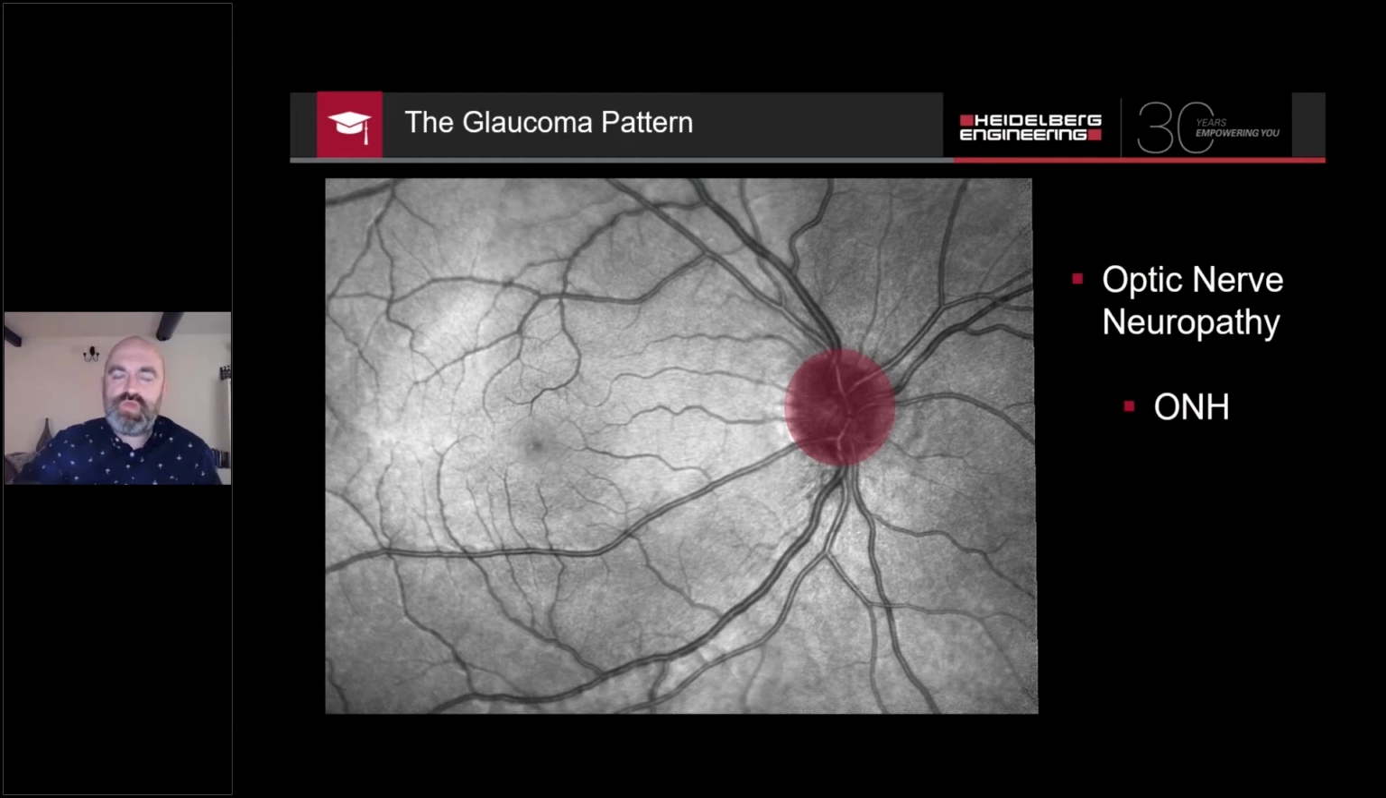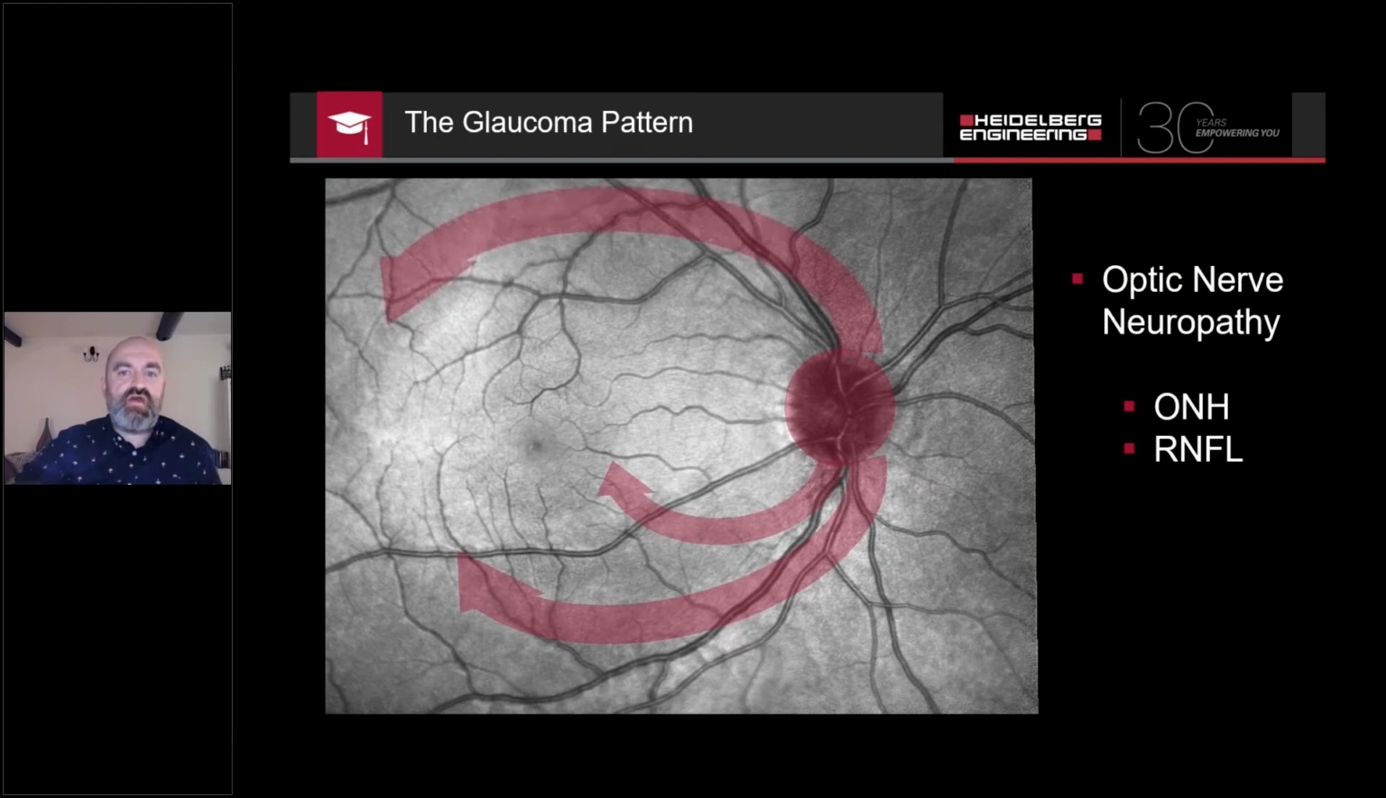Another area where we can look for patterns of change are the arcading radial parts of the nerve fiber layer as they head around the retina and feed into the macula. And it's these axons which feed into the macula that give us another area of assessment, which is the ganglion cell layer. Now, the pattern of glaucoma can generally be picked up with one of these changes in these structures.